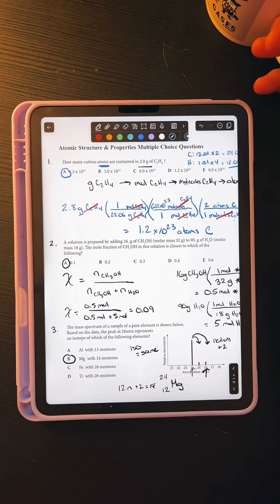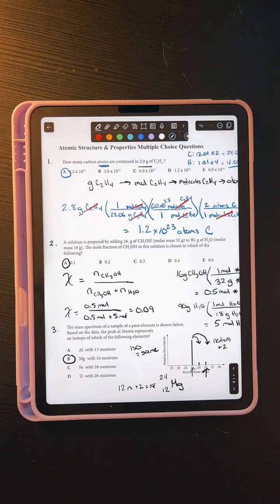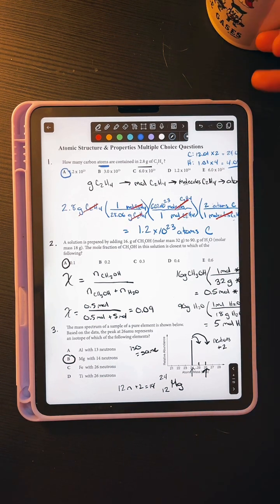How is everyone doing? Mole conversions. We will definitely go over some mole conversions probably in the next question or two.